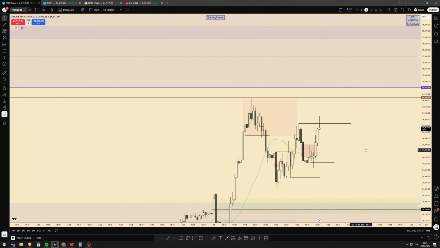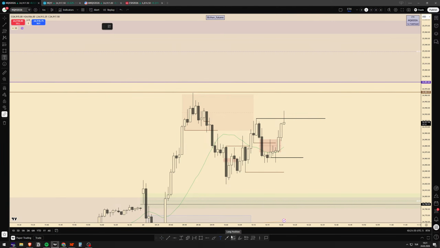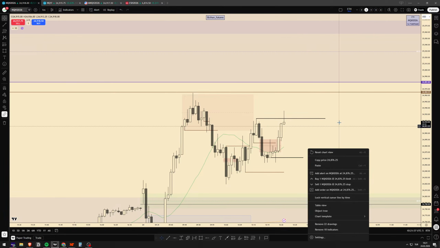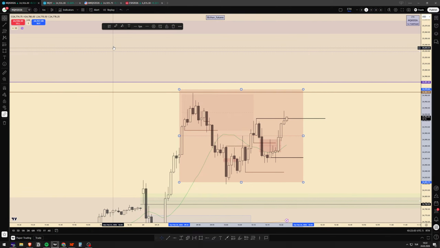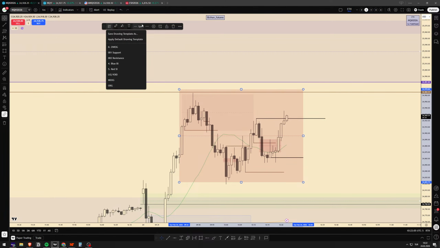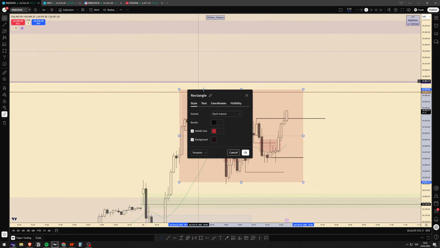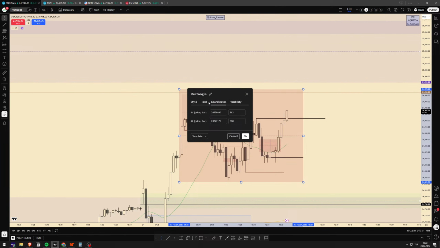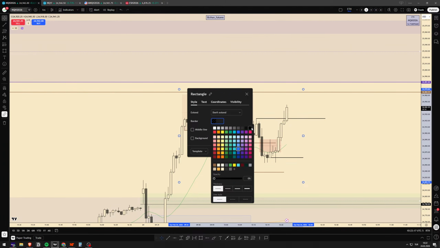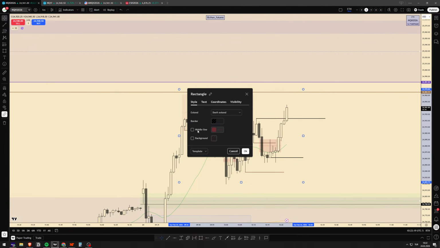I mean, if we look at price from this perspective, we see that we are inside of a consolidation range. This is a range, right? Let me turn it into a box. We are currently inside of a range and we are anticipating price to take out the range high, at least sweep it.